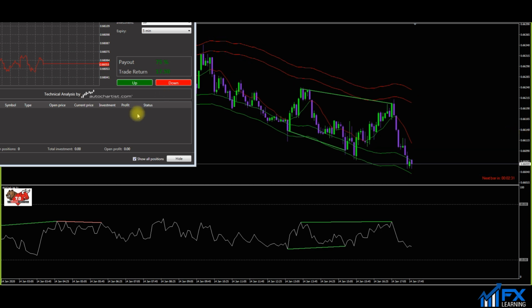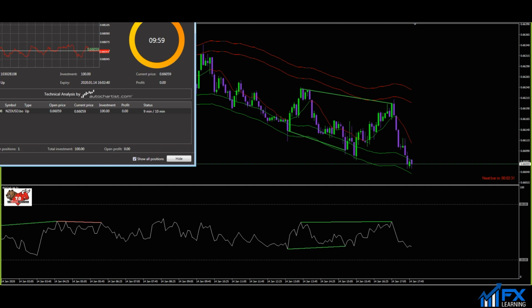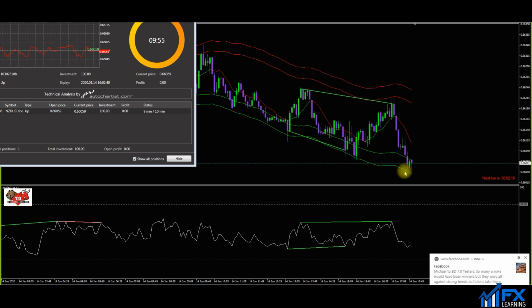You know what? I'm going to go for a 10-minute expiry, and I'm going to take a £100 trade. Okay, again, this might be slightly risky, but I like this setup.